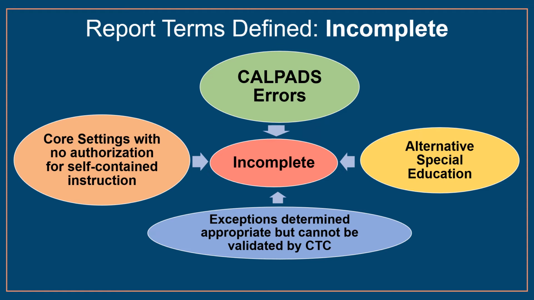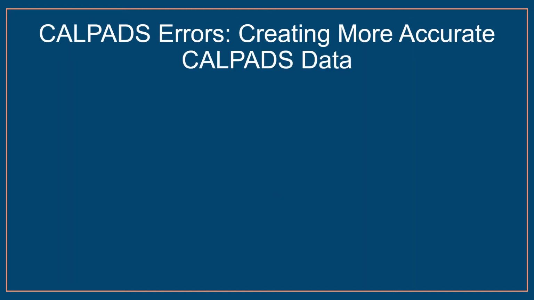as appropriate assignments, but hold credential authorizations that aren't associated with the setting or content of the course, alternative special education placement, and core setting determined exceptions in which an educator does not hold a credential that authorizes self-contained instruction. The majority of assignments that fall into the incomplete category are CalPADS errors, so we will begin with that topic.